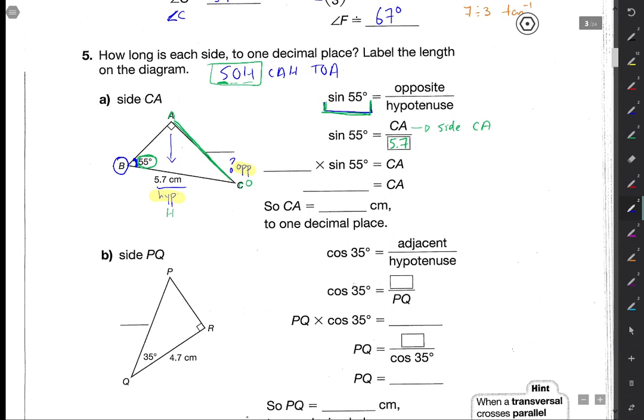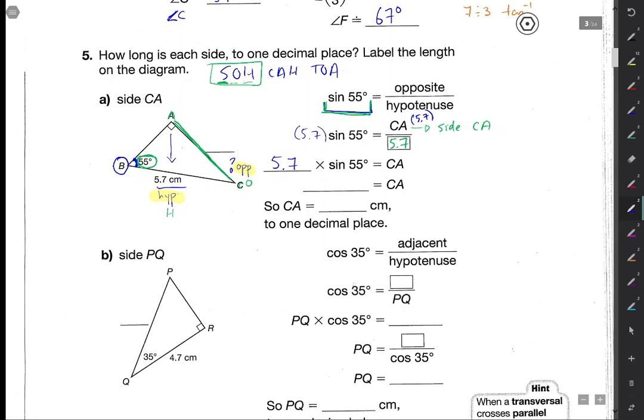So in order to isolate CA, we need to get rid of this 5.7 that's dividing underneath it. So what we need to do in order to cancel that out is we need to do the opposite of divide by 5.7, which is multiply by 5.7. So I'm multiplying this side of the equal sign by 5.7, but that means we also have to multiply the other side of the equal sign by 5.7. So when we do that, it's canceling out this number down here, which is why we're only left with CA in the next step on that side of the equation. And then over here, we have to put 5.7.